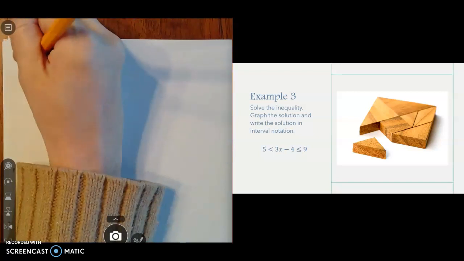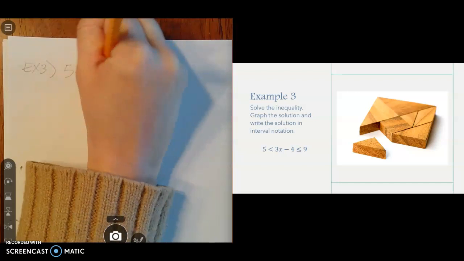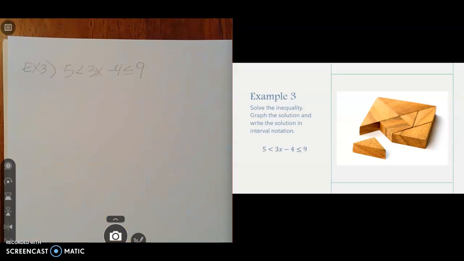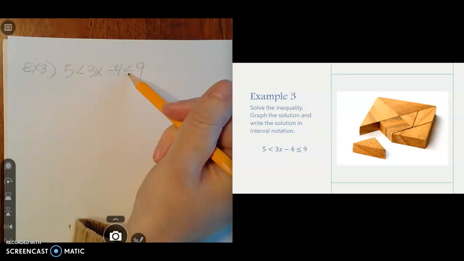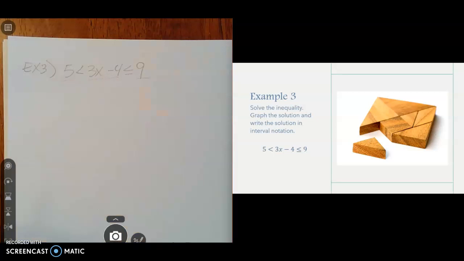So in example 3, what I have for you is 5 is less than 3x minus 4, which is less than or equal to 9. Okay? This one is a compound inequality. You'll notice that there's 2 symbols. And so that breaks it apart into a left side, a middle, and a right side. And so what ends up happening is instead of adding to both sides, you add to all 3 sides. Or instead of dividing both sides by the same thing, you divide all 3 sides. Okay? So you have to do the same thing to the left side, the middle, and the right side.